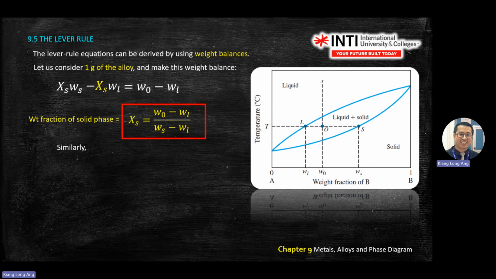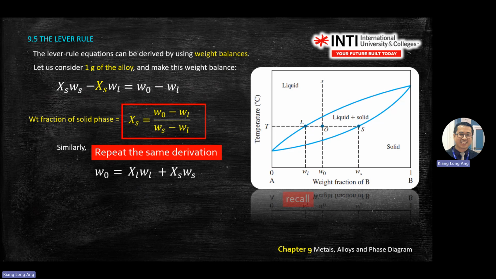To find the liquid, you take 100% minus this one. Let's say this one you get 40%, liquid will be 60%. You only need to find one. For the other one, you take 100% minus that. It's the same. Actually you can memorize this one or memorize this one, it is the same.